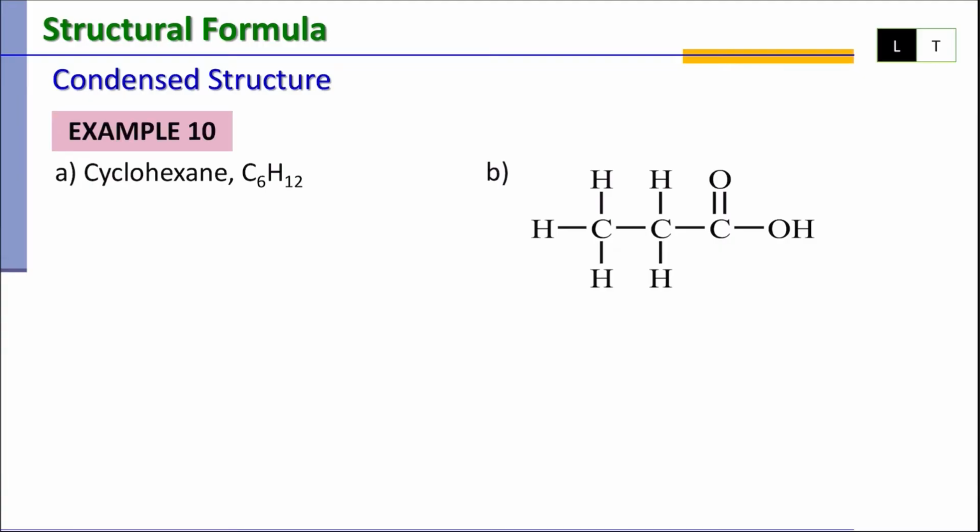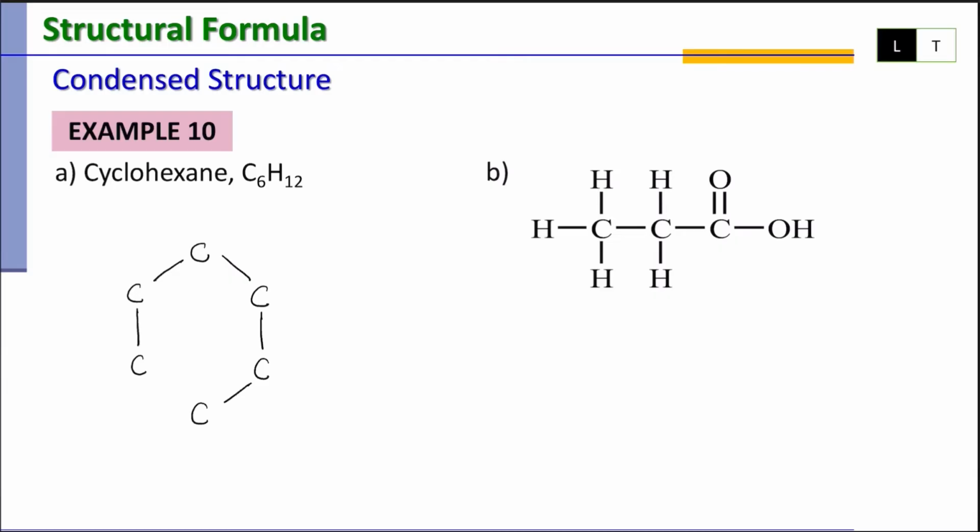For this one, cyclohexane, kita ada C6H12. C6H12 adalah cyclic structure, di mana saya akan draw 6 carbon. 1, and then 2, 3, 4, 5 and then 6 in the middle. So bentuk dia macam hexagon.